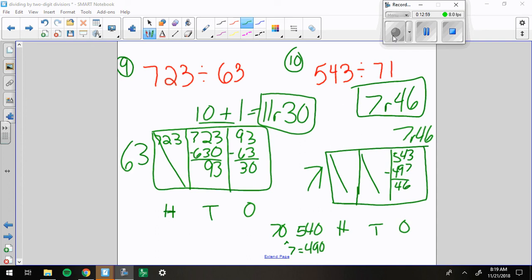My estimation is right down here. 71 rounded to the nearest 10 is 70. 543 rounded to the nearest 10, 540. I know 70 times 7 is 490. That might be it. I figured I'd start there. And that ended up being as far as I could go. 7 times 71 is 497. 543 minus 497, 46. That's my remainder.